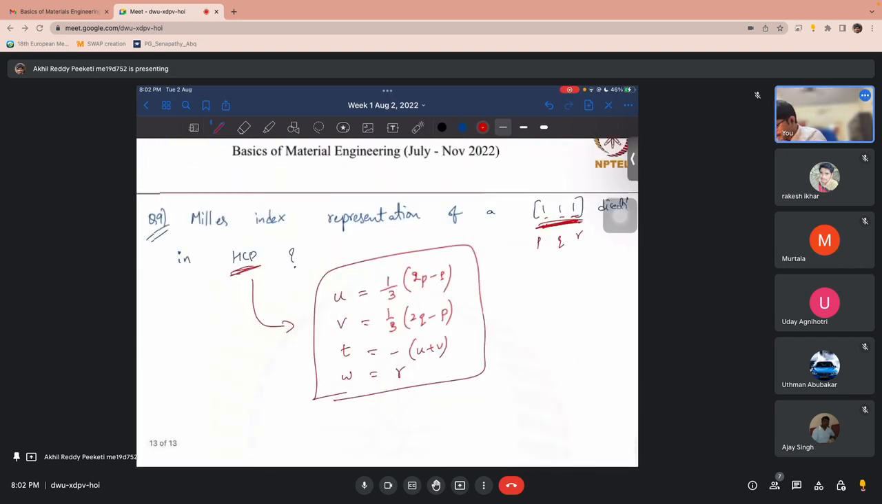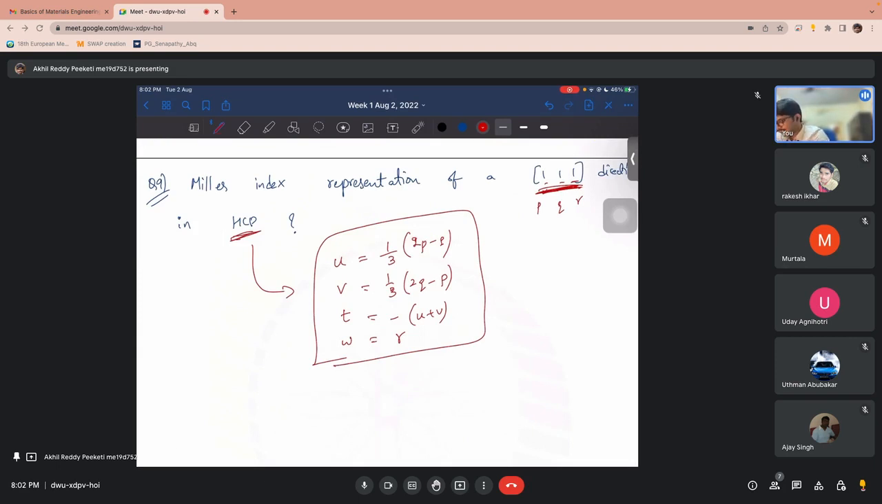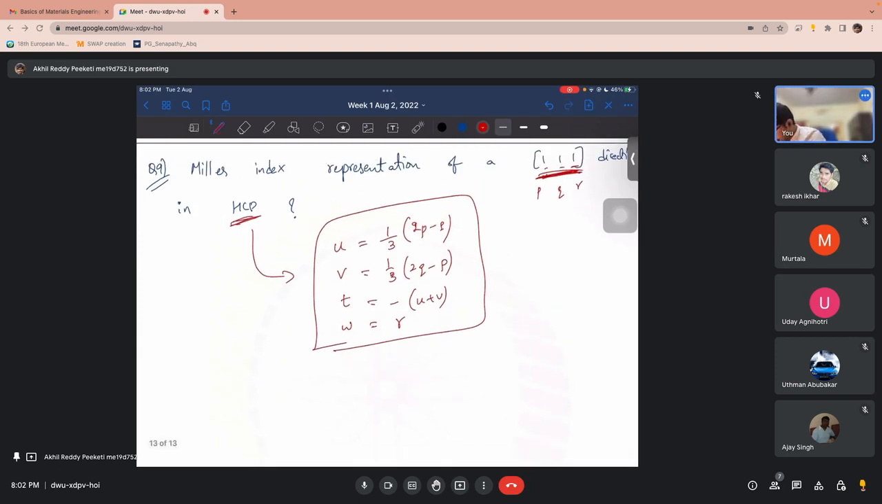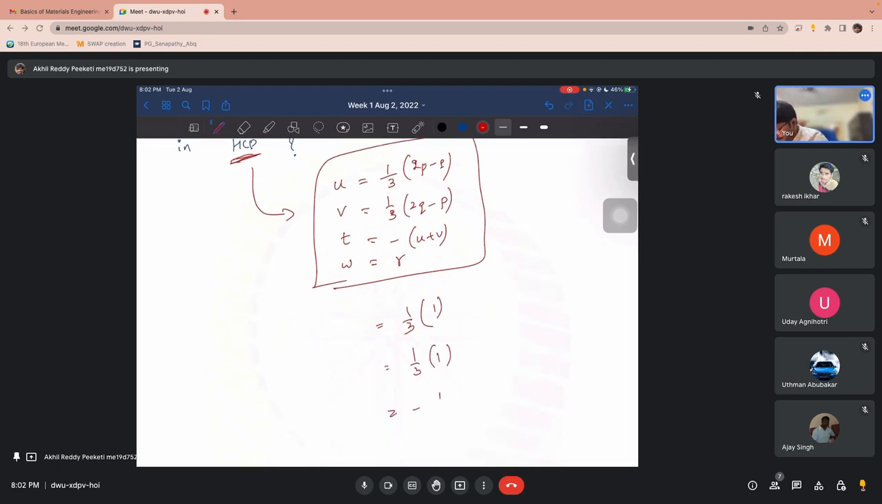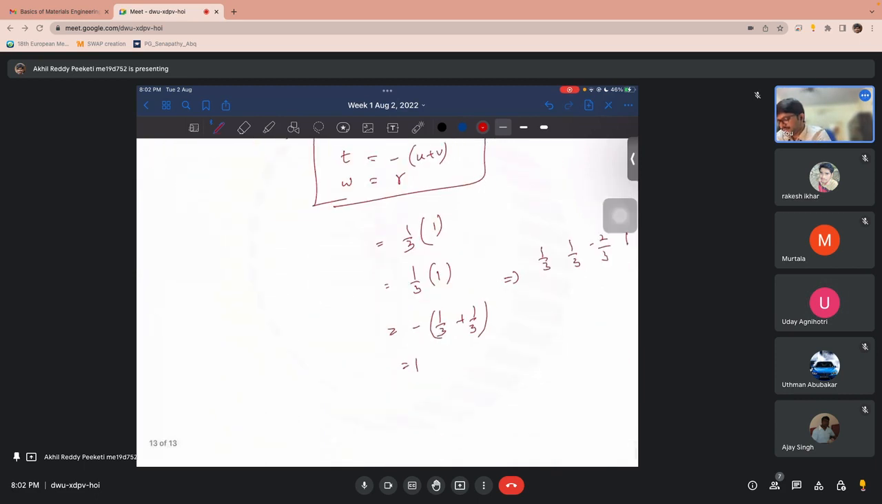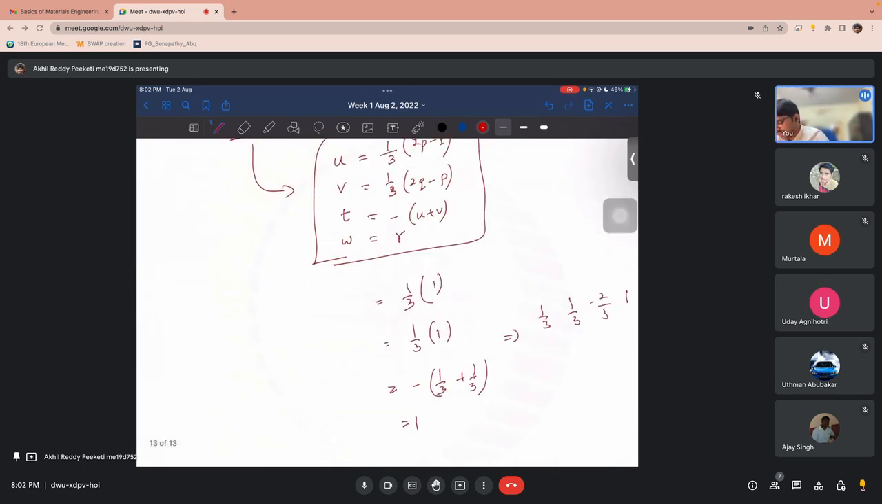So let's say here we are given P, Q and R as 1, 1, 1. So that means the corresponding HCP indices would be 1/3 into 2 minus 1, 1/3 into 2 minus 1, minus of 1/3 plus 1/3, and 1. So this would give 1/3, 1/3, minus 2/3, 1. And because this is a direction, we should have integers. So if you multiply everything by 3, this will become 1, 1, minus 2, 3, and the notation will be 1, 1, 2 bar, 3.